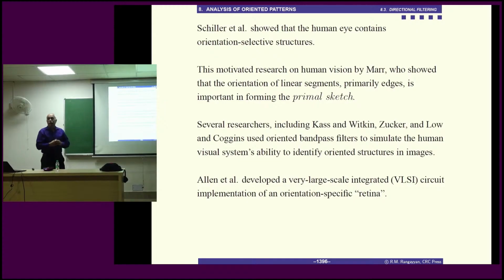So Marr called it the primal sketch. All of that information is sent. So it is not just the picture, the intensity information that is sent from the retina to the visual cortex in our brain, but some other processed versions in between. There are some filters, and there is some neural encoding and data compression, and that information goes to the visual cortex. That's been suggested by a number of researchers. So other researchers have used oriented bandpass filters to simulate the human visual system. What are oriented bandpass filters? Gabor filters, which we will see in detail later on.